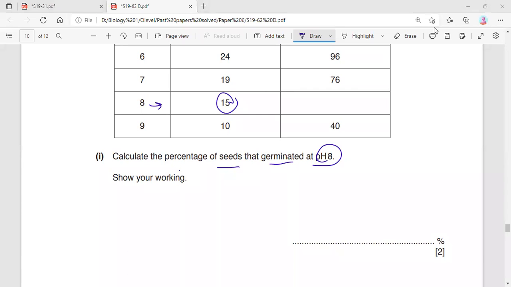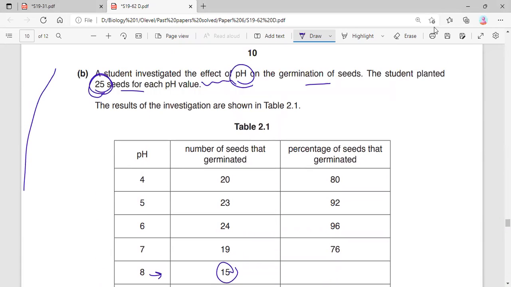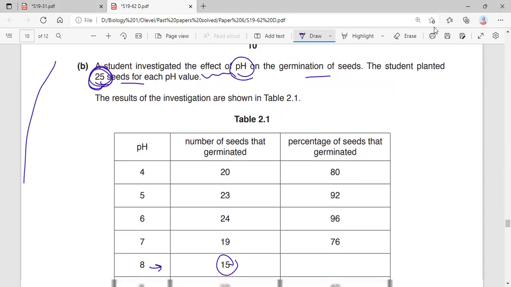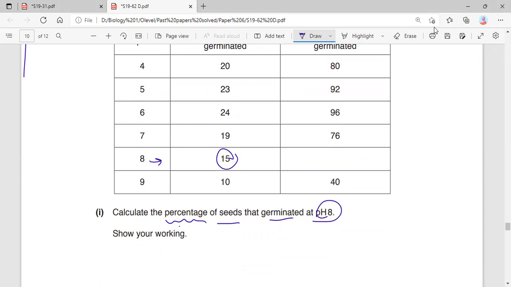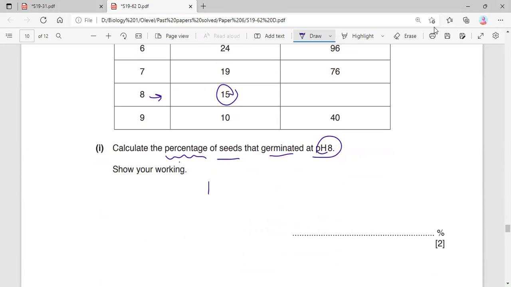So here, he did not ask for percentage change. He asked for a percentage, just the normal percentage. He told you that the dish had 25 seeds, and 15 seeds from the 25 germinated. So I will put 15 over 25 times 100 to calculate the percentage. It will be 60%. Okay.